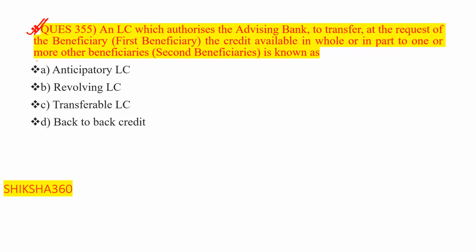Now move to the next question, 355. An LC which authorizes the advising bank to transfer, at the request of the beneficiary, that is the first beneficiary, the credit available in whole or in part to one or more other beneficiaries, that is second beneficiaries. It is known as anticipatory LC, revolving LC, transferable LC, or back-to-back credit.